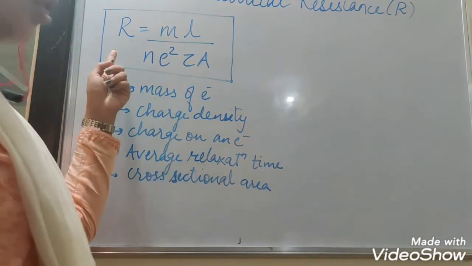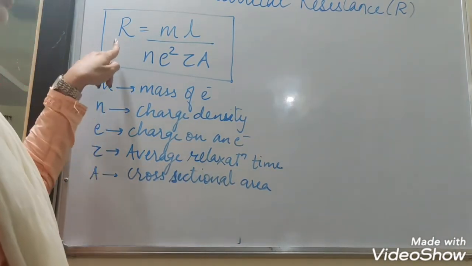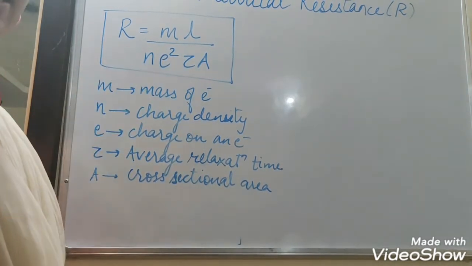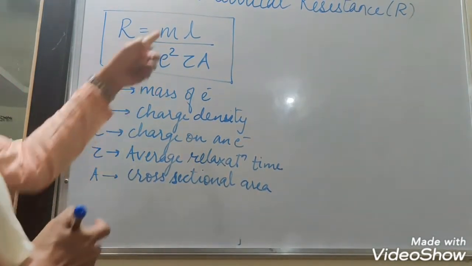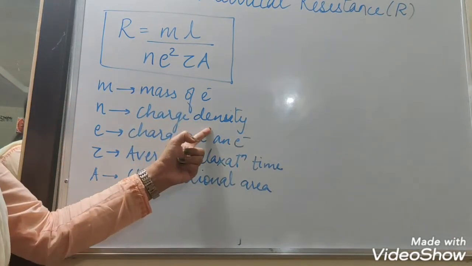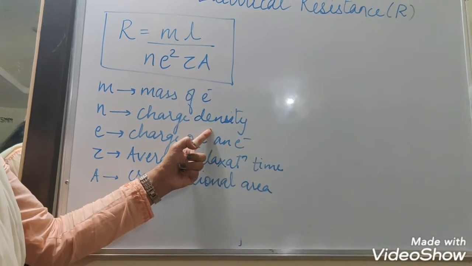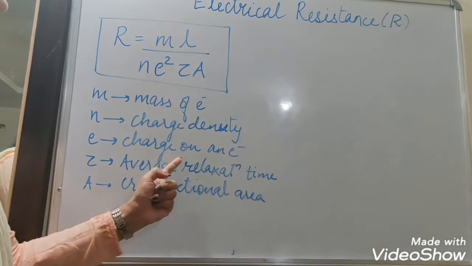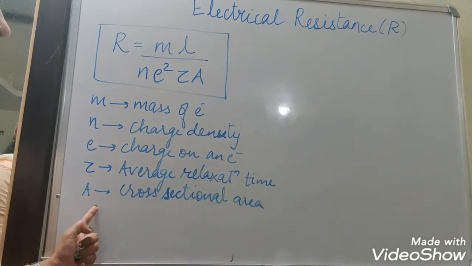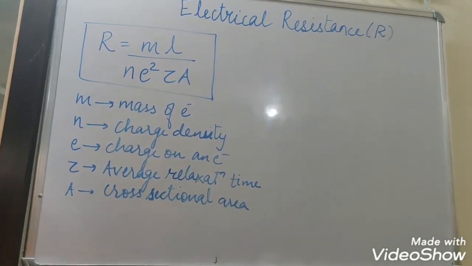Okay. So we got the expression for the electrical resistance, ml upon n E square tau A, where m is the mass of an electron, n is the charge density, that is charge per unit volume, E is the charge on an electron, tau is the average relaxation time, and A is the cross-sectional area.